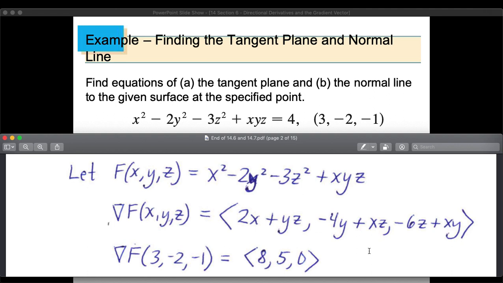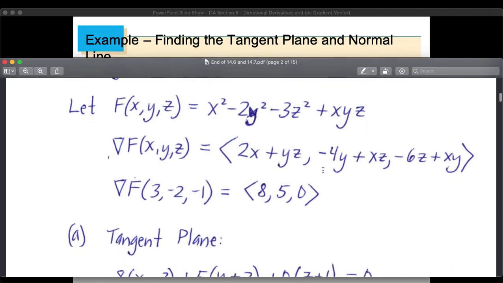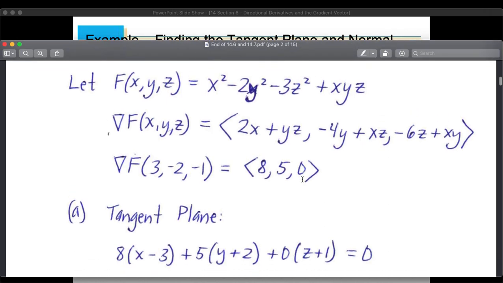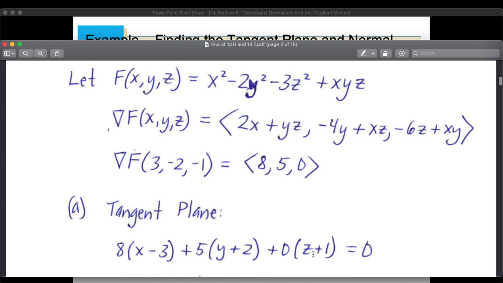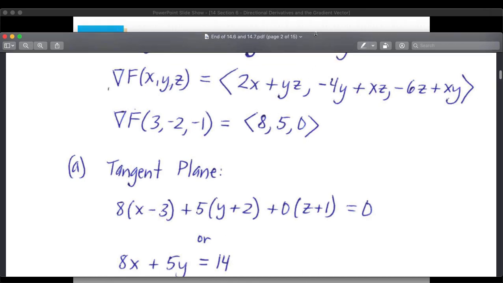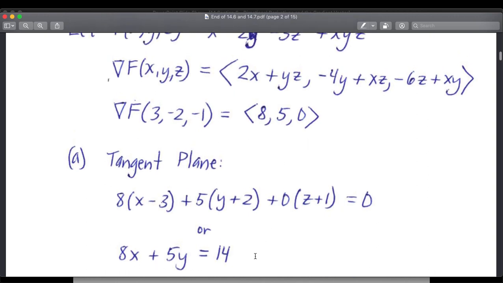Now that's very interesting though, because the direction number here on the end is 0. So that means one of our components is going to be gone in a moment. You'll see as we do part A of this example, the equation of the tangent plane is going to cancel out the third component, the z component, leaving us with the tangent plane equation of 8x plus 5y equals 14.